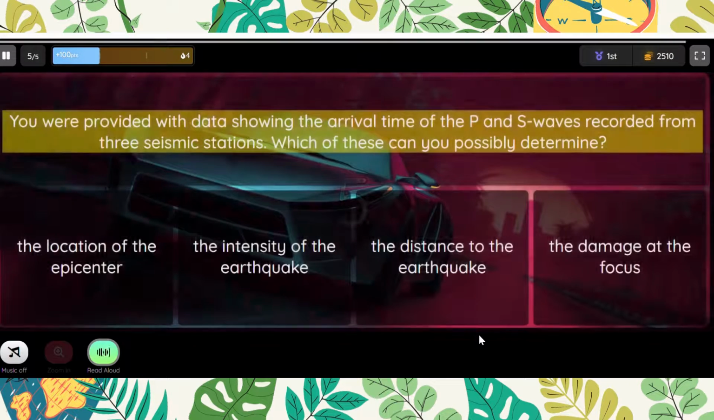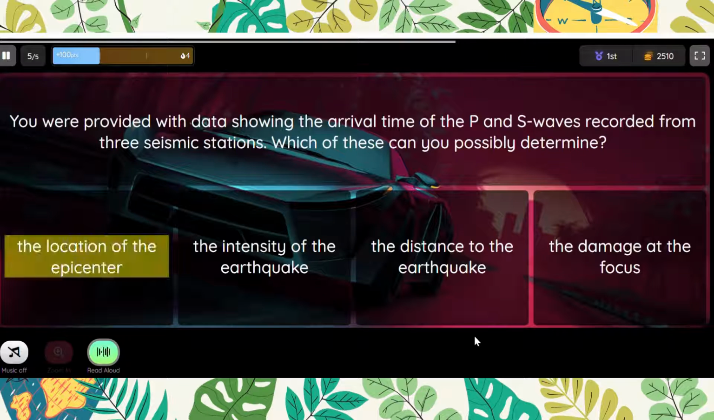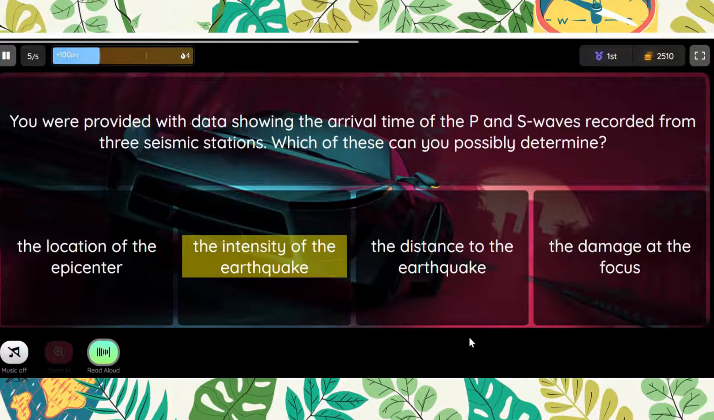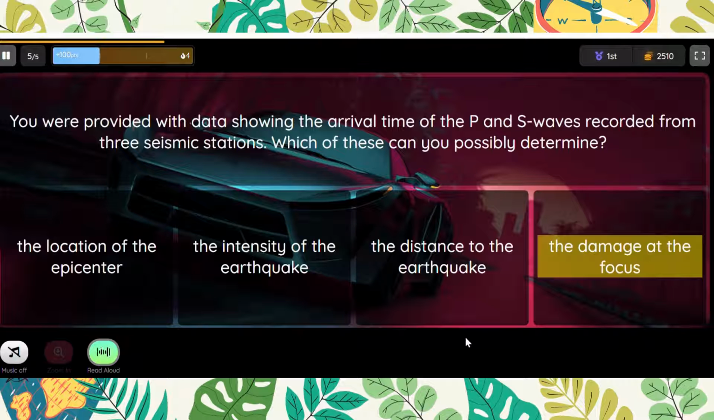Question: you were provided with data showing the arrival times of the P and S waves recorded from 3 seismic stations. Which of these can you possibly determine? Option 1. The location of the epicenter. Option 2. The intensity of the earthquake. Option 3. The distance to the earthquake. Option 4. The damage at the focus.